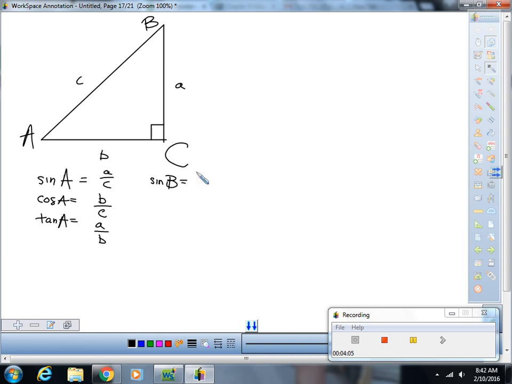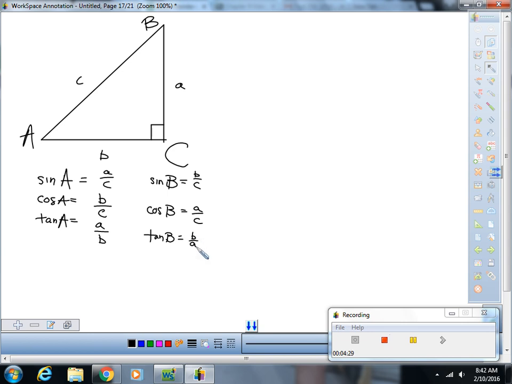B over C. Okay? What is the cosine of angle B? And the tangent of angle B? Okay, so far so good?